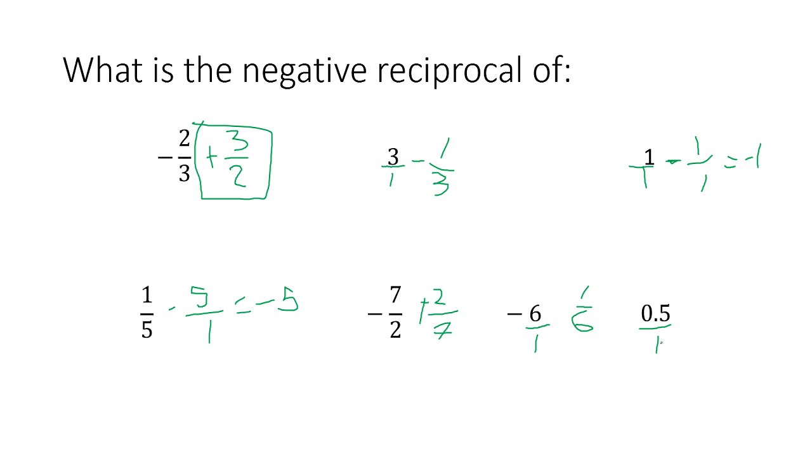Okay? So what you can do is change this 0.5 over 1. I'm going to multiply both the top and the bottom by 10 and get 5 over 10. That's still the same ratio, right? 0.5 over 1, multiply the top by 10 to get 5, multiply the bottom by 10 to get 10. And then when we do that, that's obviously 1/2. So the negative reciprocal is negative 2.